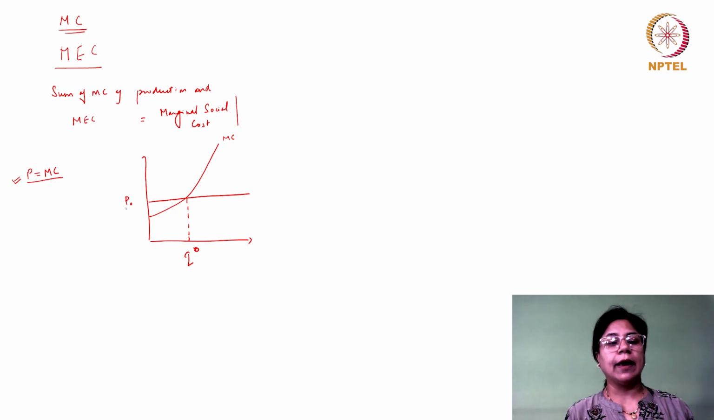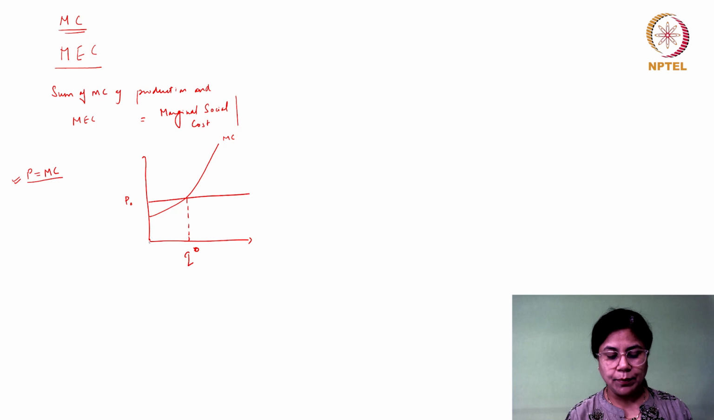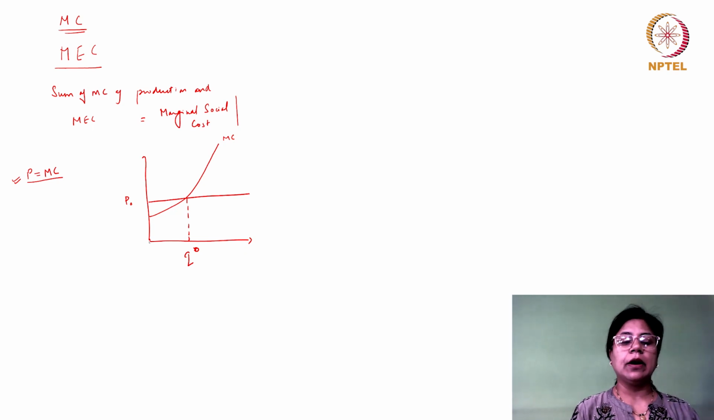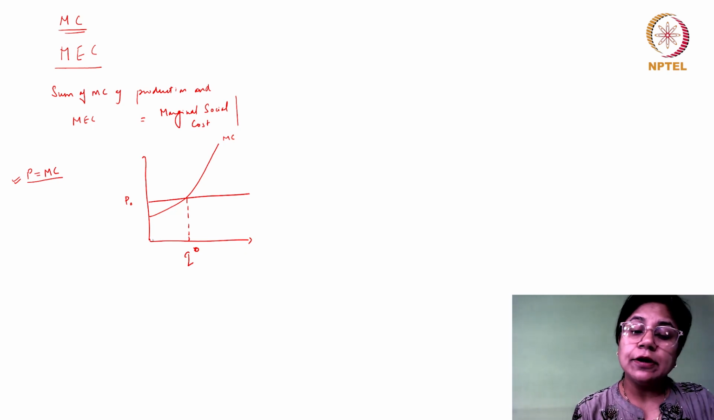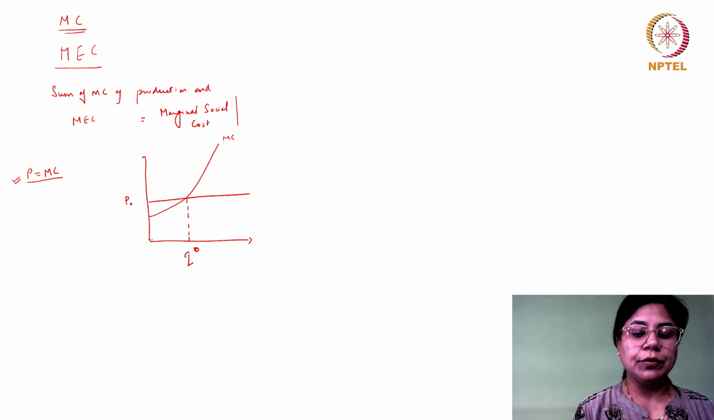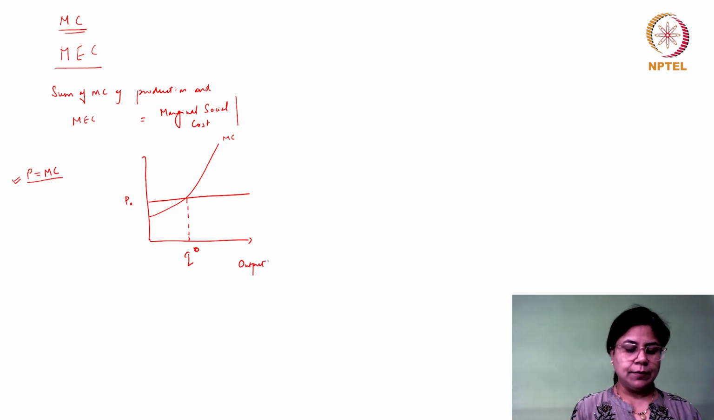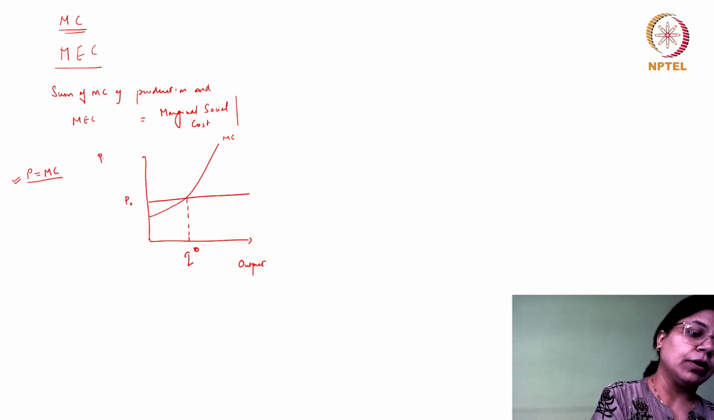Now, we have said that in case of an externality, there is going to be an external cost imposed. Once again, if you are looking at a tannery, the external cost which is going to be imposed increases with the output. So on the x-axis we have output, and on the y-axis we have the price and the marginal cost.